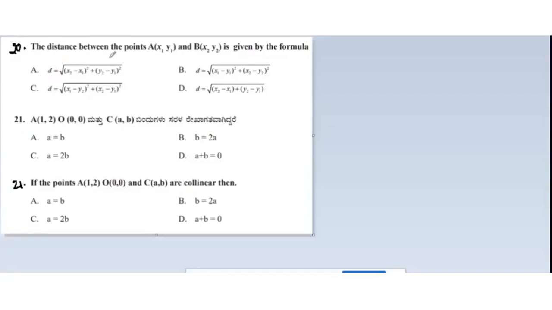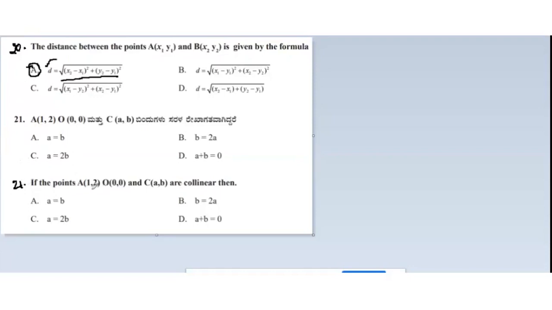20th question. The distance between the points A(x1, y1) and B(x2, y2) is given by the formula. We all know the distance formula. D is equal to root over (x2 minus x1) whole square plus (y2 minus y1) whole square. So the correct option for this is A.